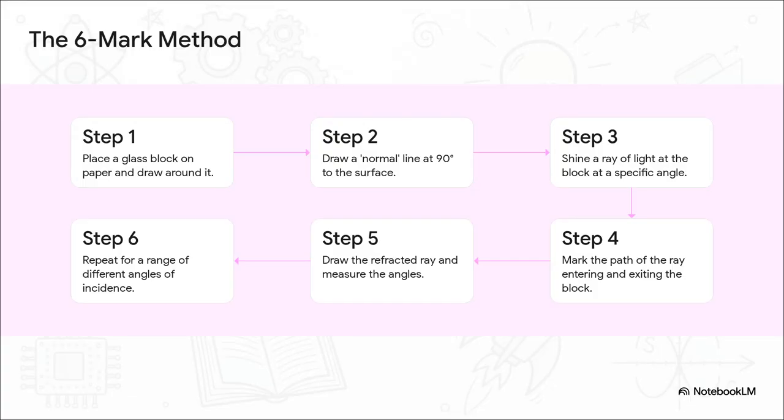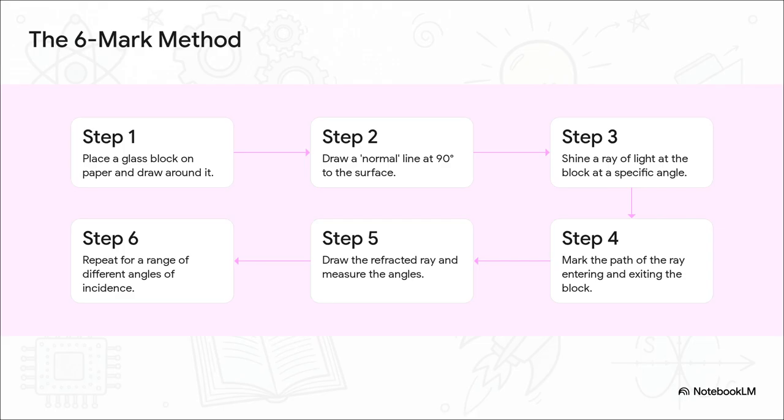Okay, so if you want to nail this and get all 6 marks, here's the kind of thing you'd write. First, you'd start by placing a glass block on a piece of paper and just drawing an outline around it. Next, you draw your normal line. That's just a line at a perfect 90-degree angle to the surface of the block. Then, you grab your ray box and shine a beam of light right at the block at a specific angle.